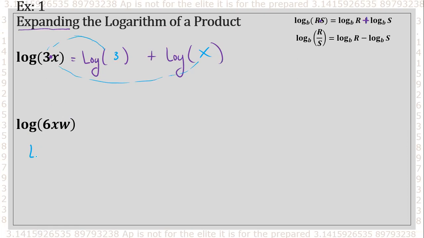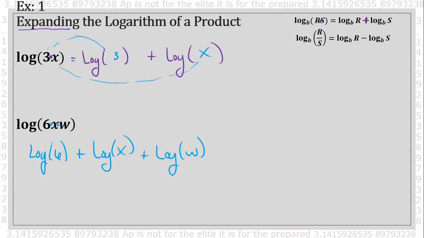So I got the next one. It says logs are being multiplied: 6 times x times w. So it's log 6 plus, right, my log times my next term, which we said is x, plus my next term, which we said is log of w. So easy peasy, right?